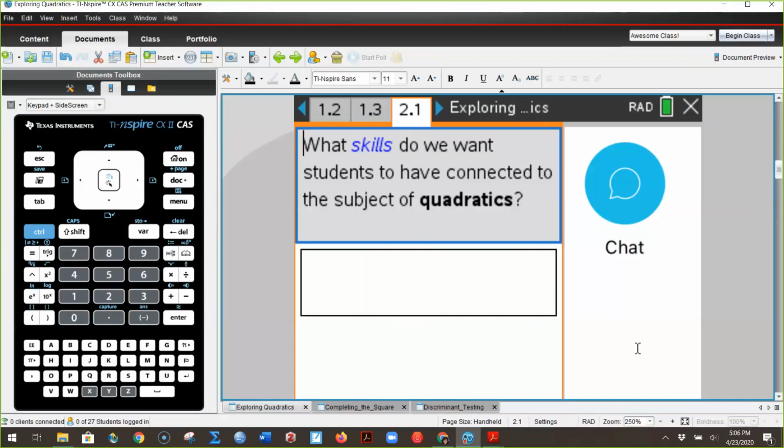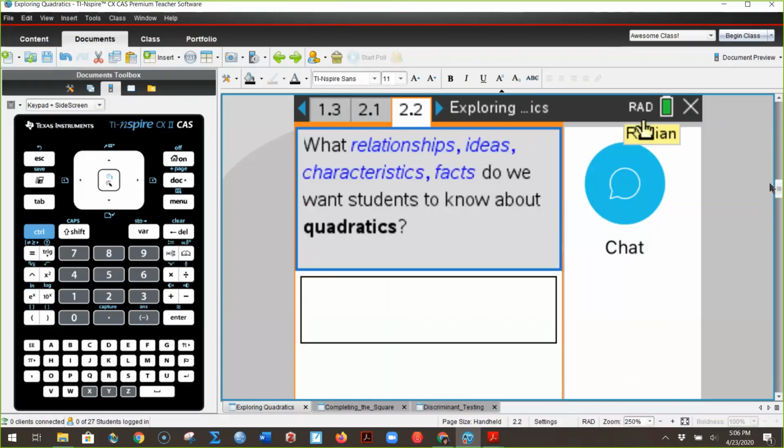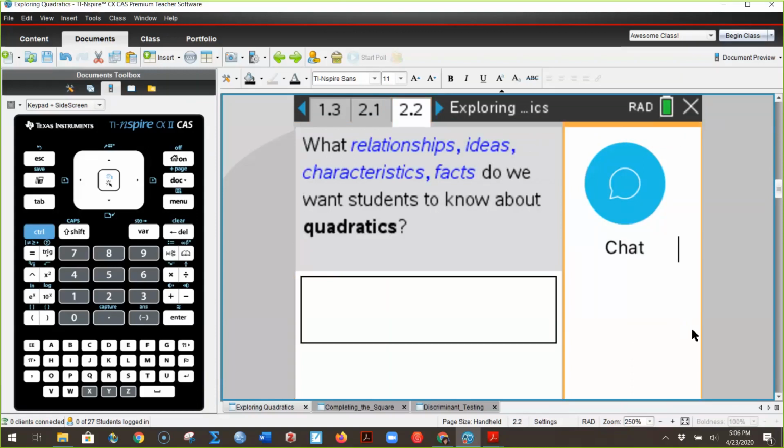When I did skills, the only thing that I was a little bit more specific and I said factoring. I did say solving. And I also put in transforming. So I want them to be able to transform functions. And function would be a quadratic. That's the skill question. And so I want you to think a little bit deeper.